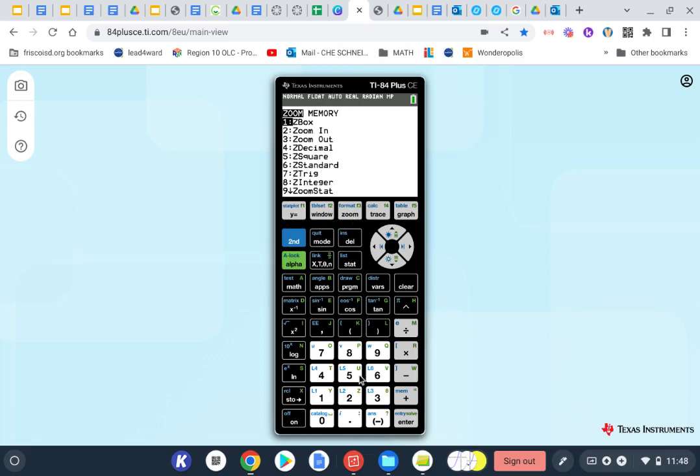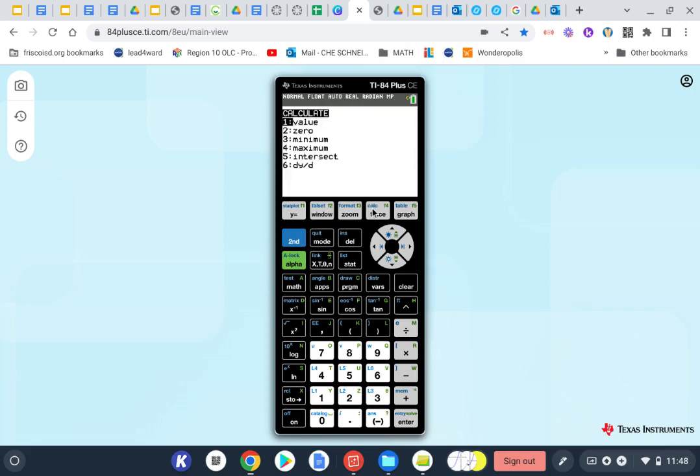Standard is option 6. Okay, zoom 6. There, I like this. That way I can see the x-intercepts. One is at negative 3. The other one is at 1. The y-intercept is at negative 3 on the y-axis. So I can see everything I need. Now, I want the vertex. It is a minimum again.